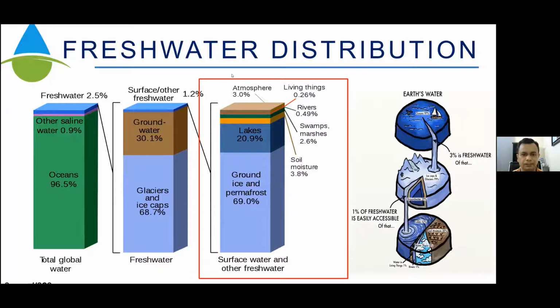If we again think about the surface and other fresh water, in that portion, ground ice and permafrost cover around 69%, and lakes cover around 20.9%. In the atmosphere, we can have 3%. In soil moisture, we can have 3.8%. Swamps and marshes contain 2.6%. Rivers have 0.49%, and living things have 2.6%. So these are the distributions of surface and other freshwater.